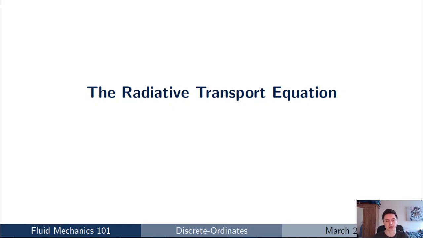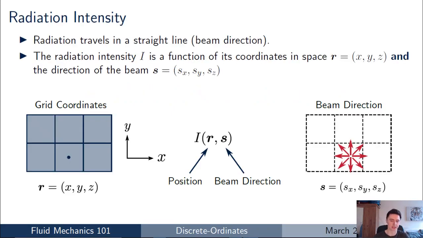Now, the first thing we need to think about before we can actually look at the discrete ordinates model itself is the radiative transport equation, or RTE, as you'll sometimes see it abbreviated in the literature and in user guides. And in order to understand the radiative transport equation, we need to think about radiation intensity, because this is the variable that we'll be solving for in the radiative transport equation. And radiation intensity is often given the symbol I to denote intensity.